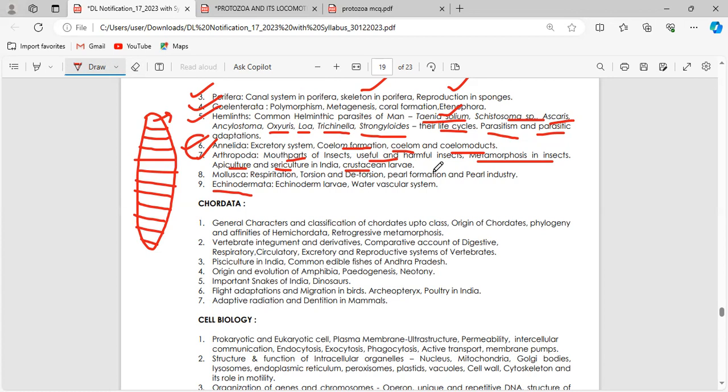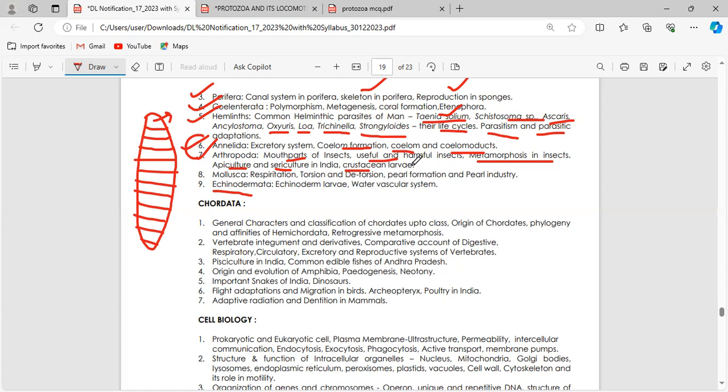There are different types of mouth parts of insects, that is siphoning type, chewing type. There are different types of mouth parts. What we are going to focus on is what all the types of mouth parts are and which insects follow which type of mouth parts. For example, butterfly follows the siphoning type of mouth parts. Like that, you have to read all those things, right?